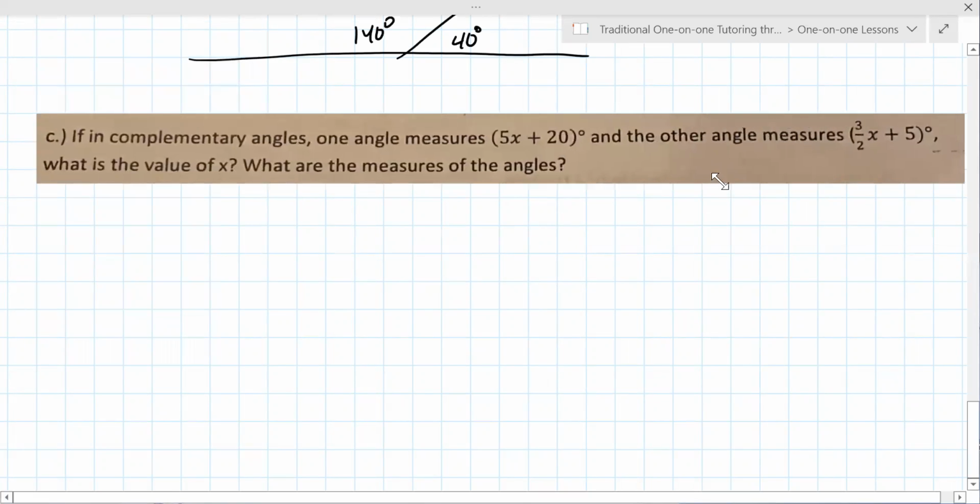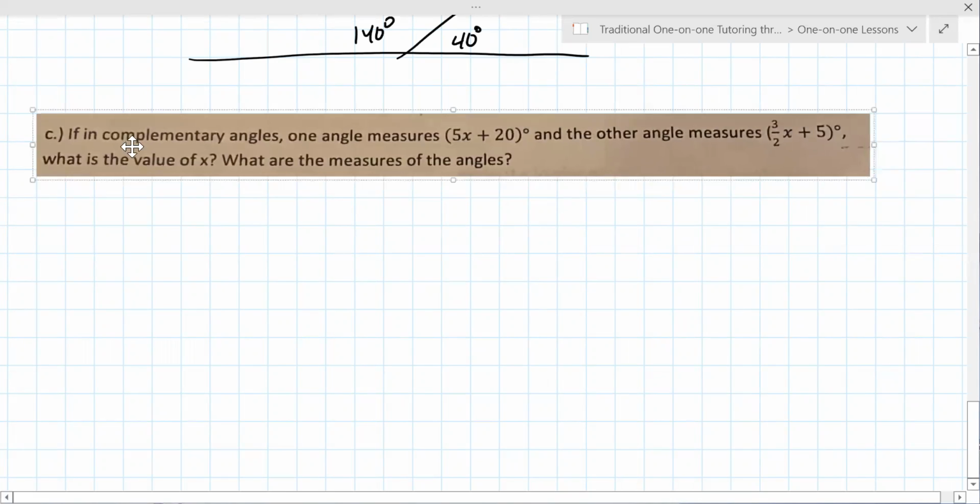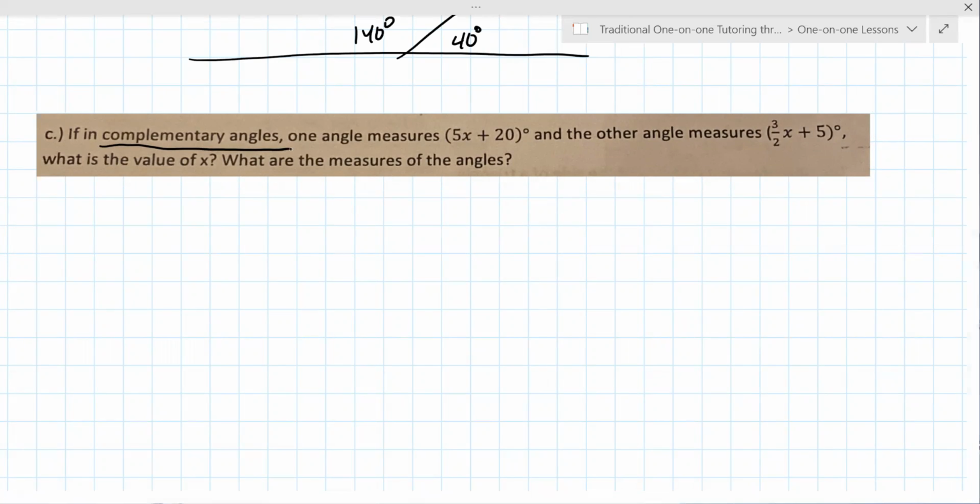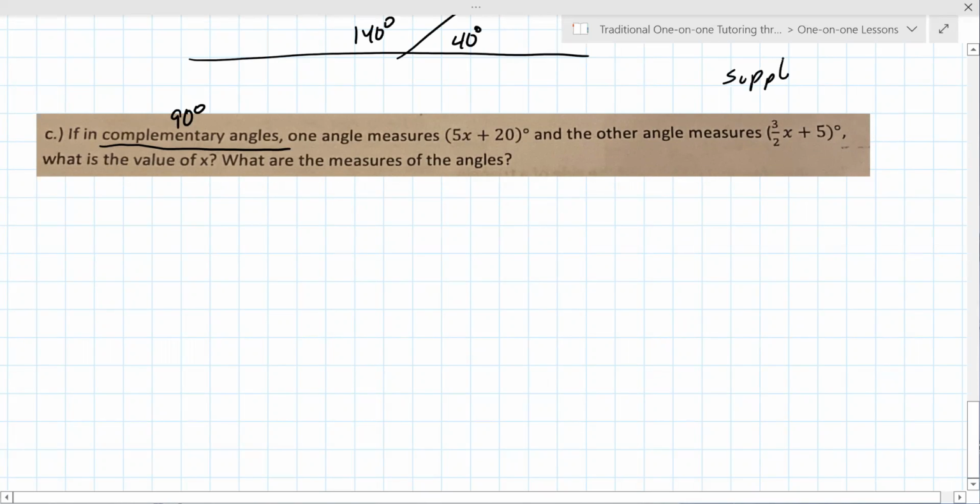So in this problem, the angles are complementary. And that doesn't mean that they are complements of each other in terms of like they work well. It's that they add up to 90 degrees. Complementary means 90 degrees. Okay. Supplementary is like a linear pair. It's 180, but complementary is 90.